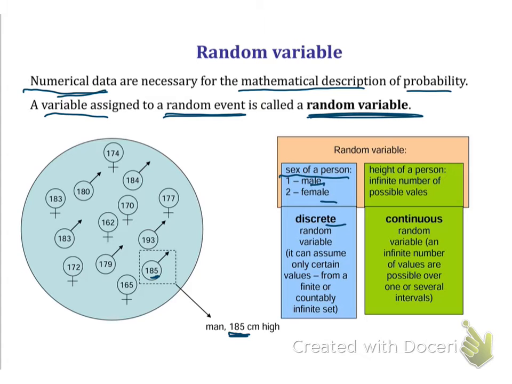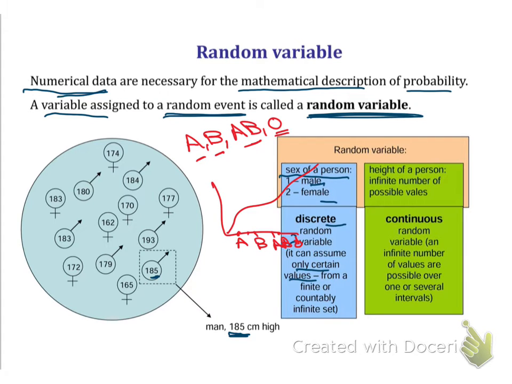Discrete, it is a random variable also, but we can assume only certain values. We cannot take any values. I have to take either blood group, for example, A, B, AB, or O. I cannot say, okay, I have a blood group between them. I cannot draw a line and say this is A, this is B, this is AB, this is O, and draw a line between them.